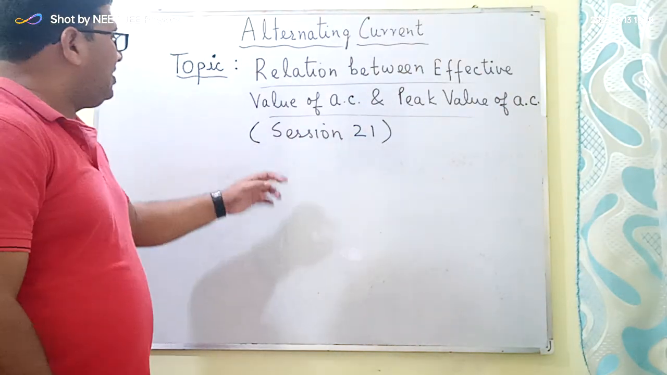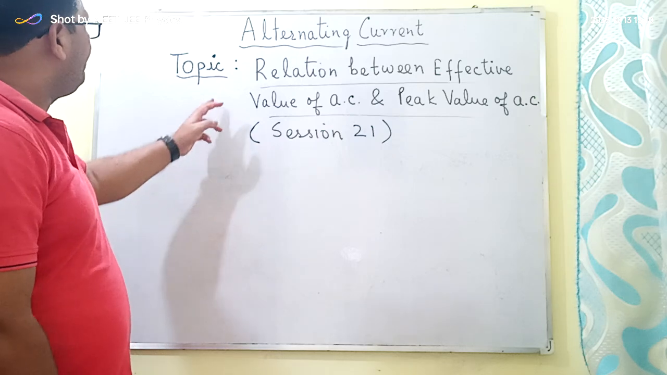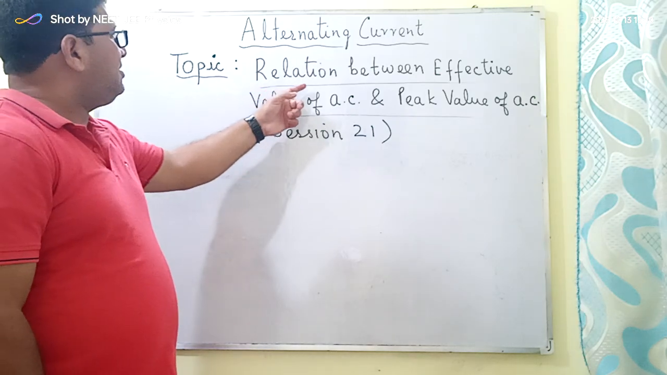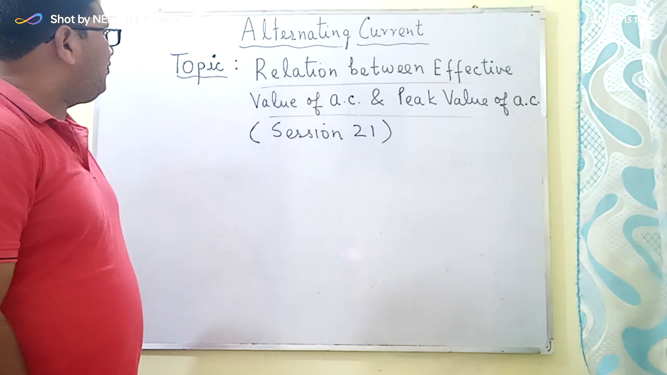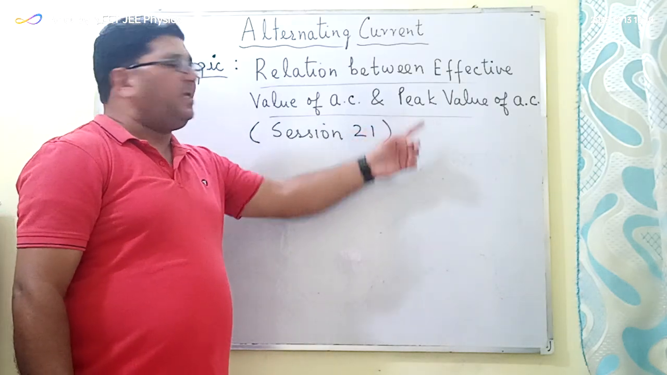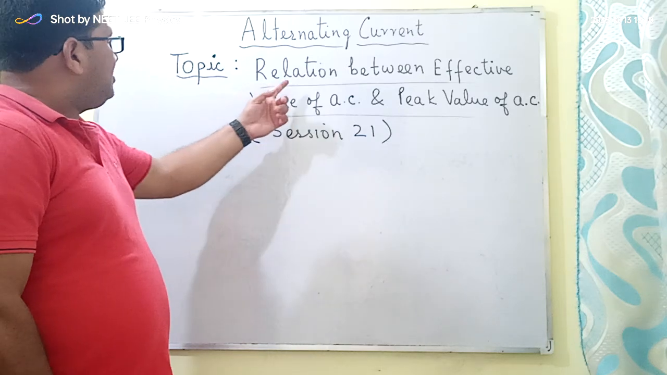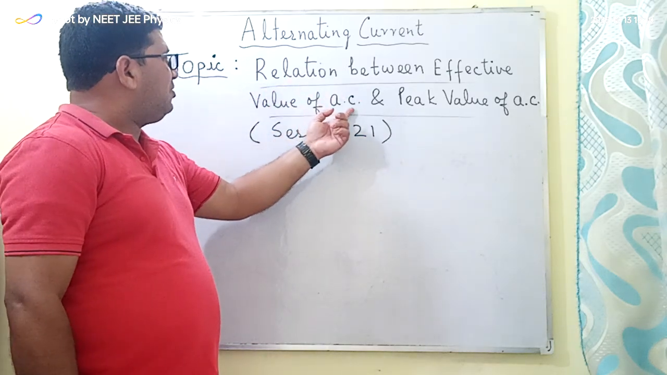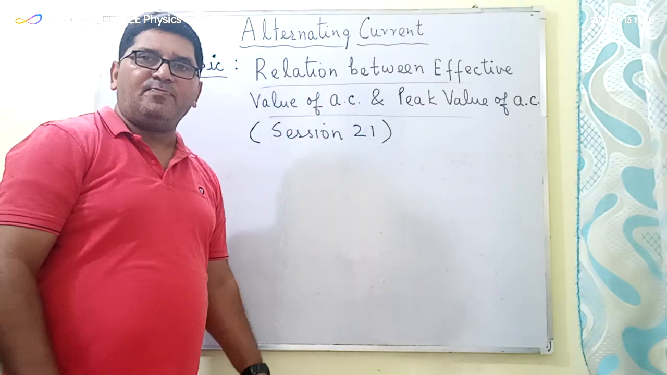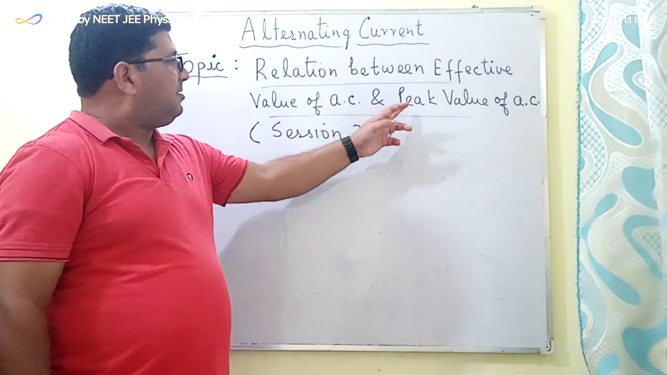Good afternoon and welcome to this session number 21 from the playlist of alternating current. The topic is the relation between the effective value of alternating current and the peak value of alternating current. And today we will be deriving the relationship between the effective value of alternating current, which is also called the RMS value of alternating current, and its peak value.